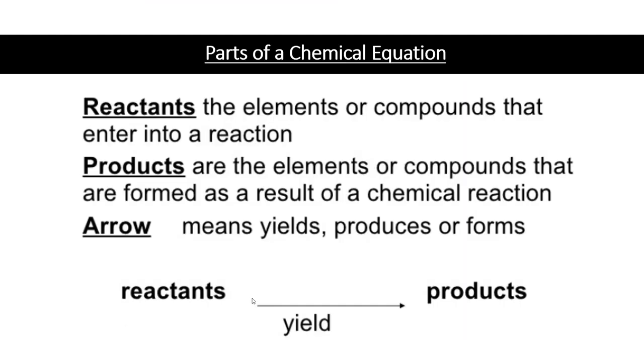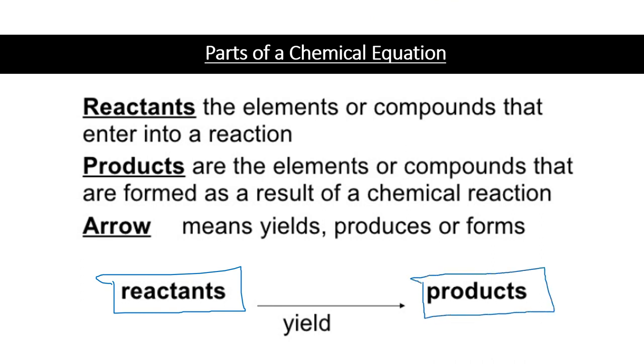So there are three main parts, I suppose, to a chemical equation. That's going to be the reactants, the products, and the arrow between them. So the reactants are always going to be what goes into a chemical equation. So it's going to be the beginning. The reactants are always going to come before the arrow. The products are going to be what is formed in the chemical reaction. And the products are going to be what the arrow is pointing to.